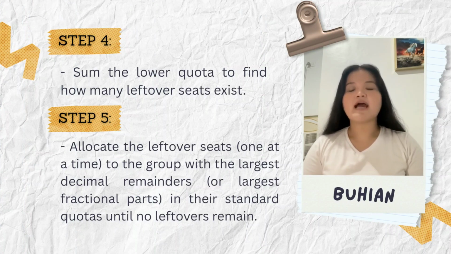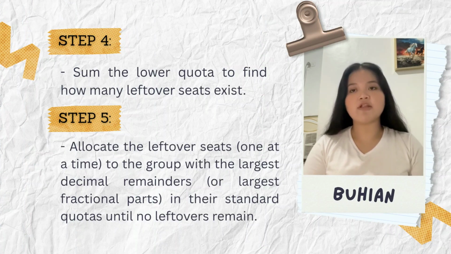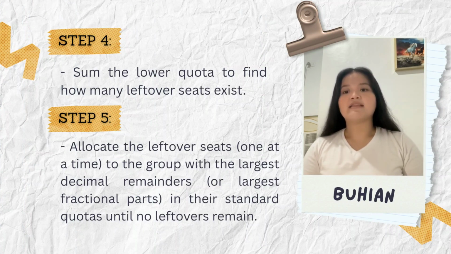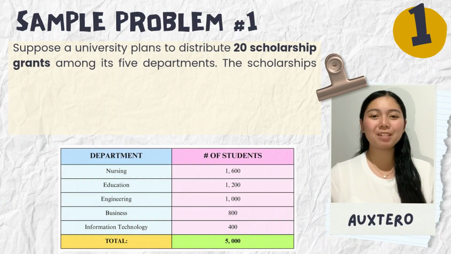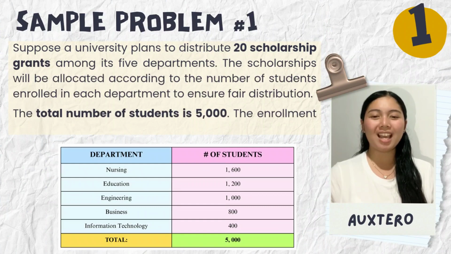In simple terms, Hamilton's method first distributes seats fairly based on population, rounds down the values, and then gives the remaining seats to the groups with the biggest decimal remainders. Now, I'll present sample problem number 1 using Hamilton's method.